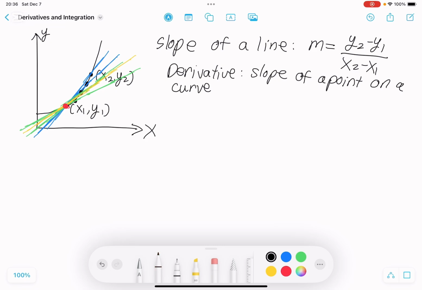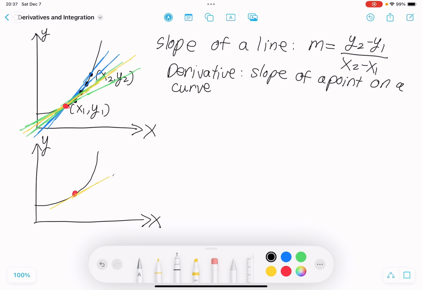So what this means is that if I redraw this curve over here, essentially what the derivative is, is the slope of the tangent line that is tangent to the curve at a specific point. For example, I want to find the derivative of this red point on this curve. All I have to do is find the slope of this yellow line, which is tangent to this entire curve, specifically on this point. That's all I have to do. I have to find the slope of this yellow tangent line.